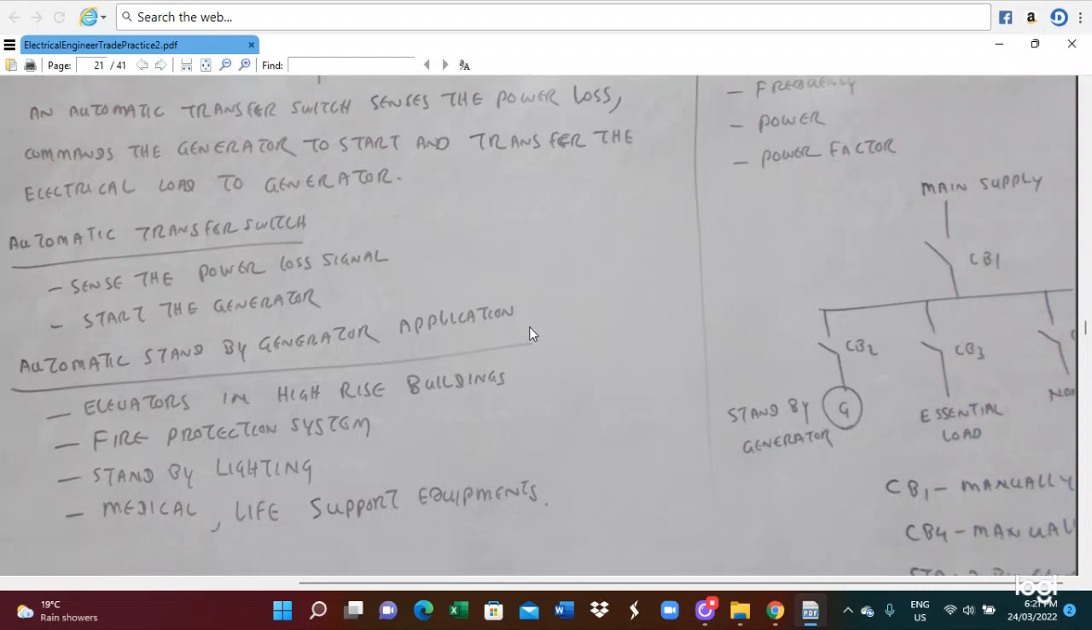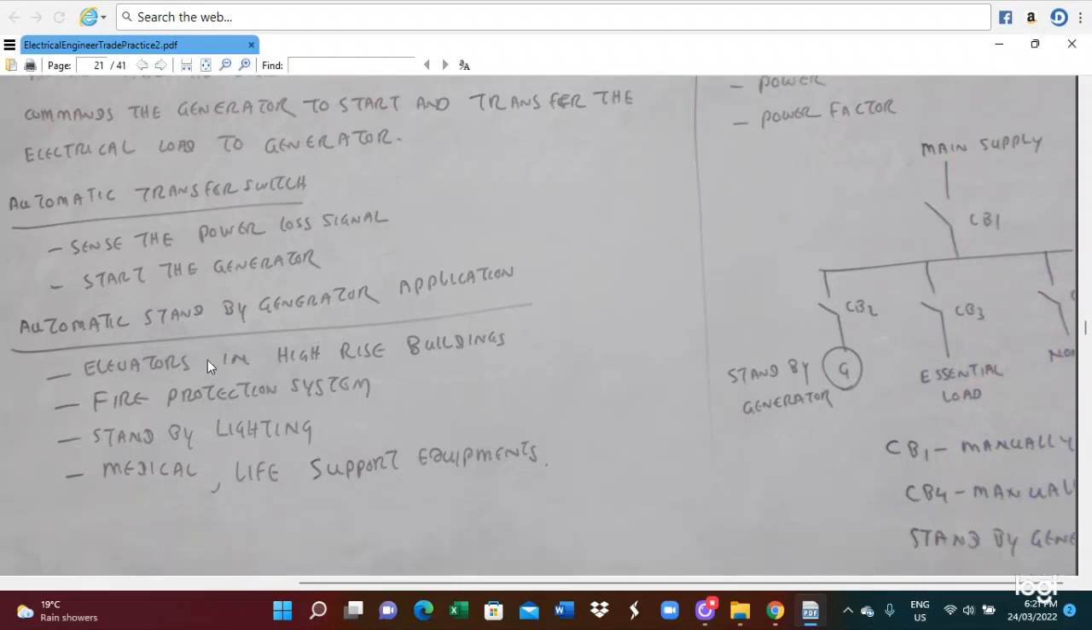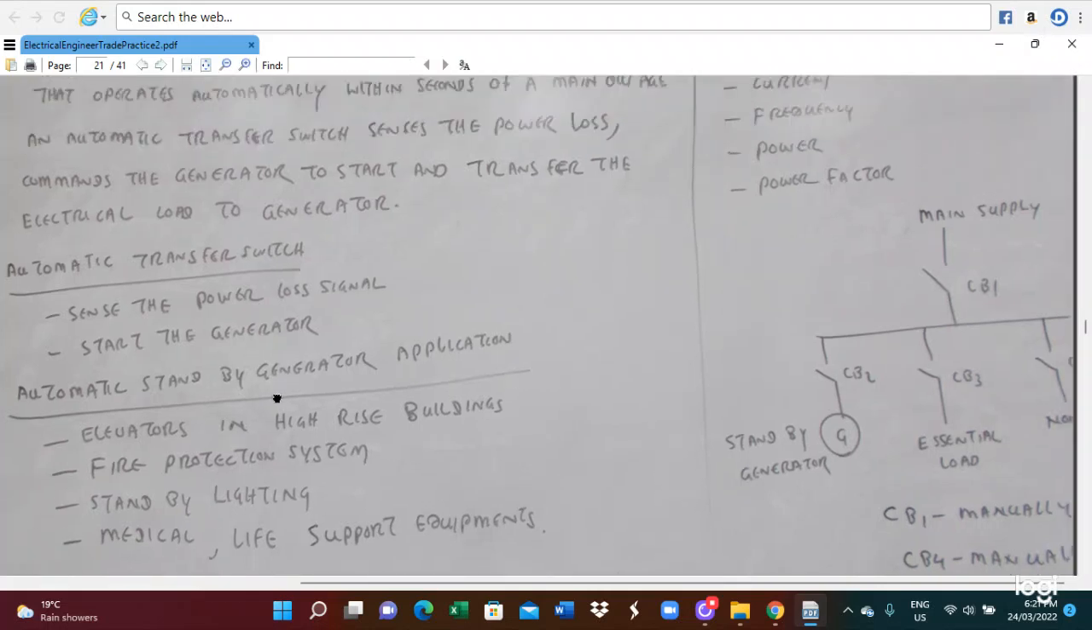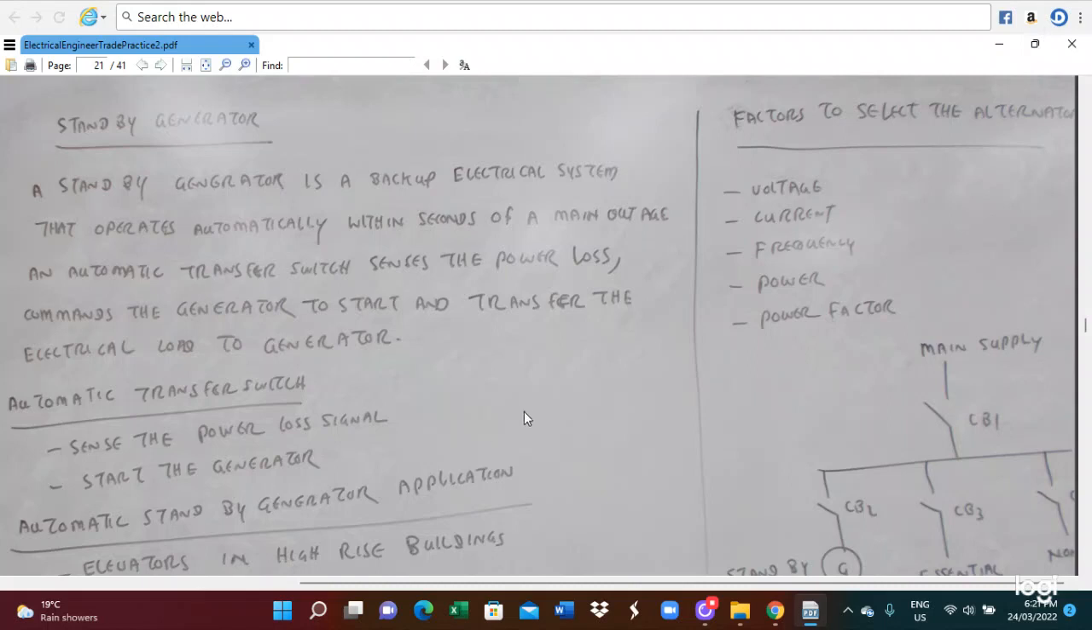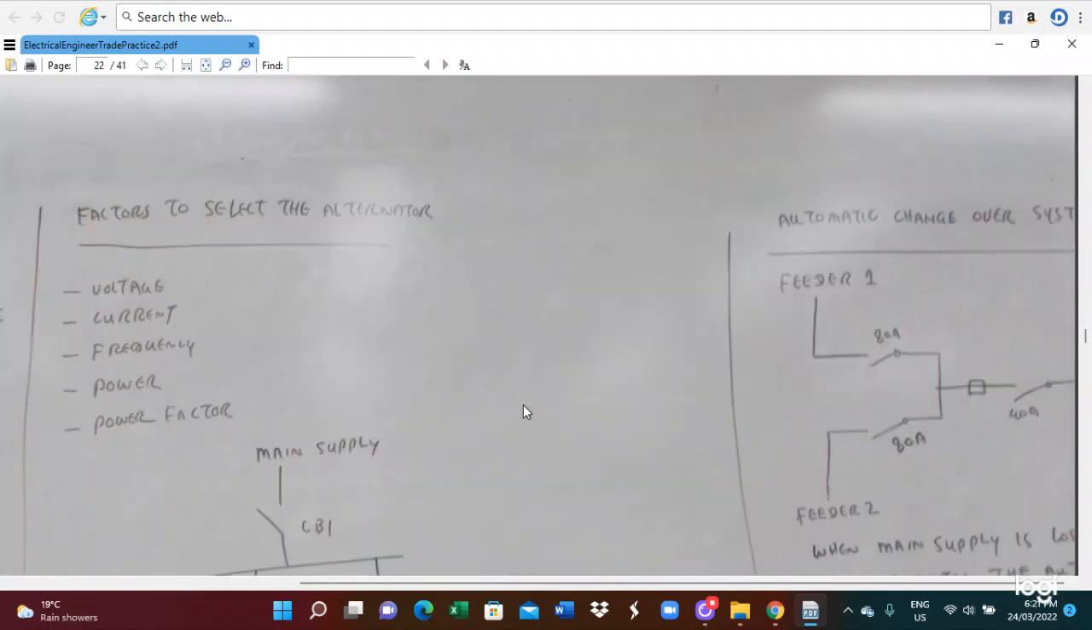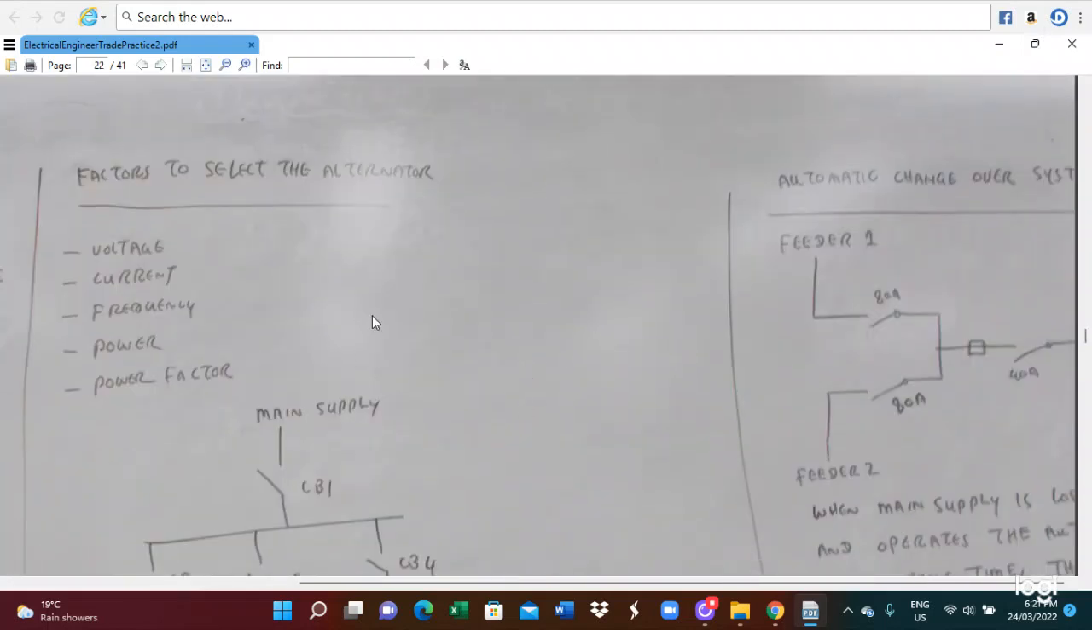So automatic standby generator applications are utilized for elevators in high-rise buildings, fire protection systems, standby lighting, and medical life support systems. So this is the utilization of standby power. The factors for the switching of the alternator depend on the voltage, current, frequency, power, and the power factor.